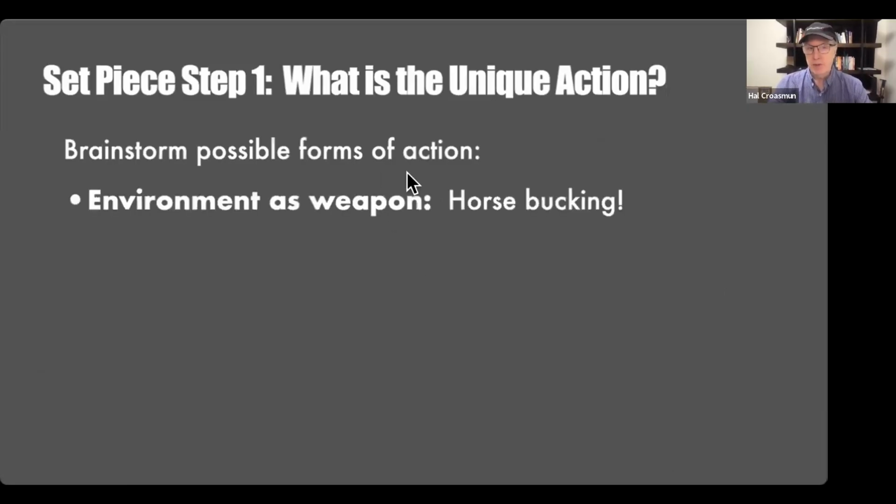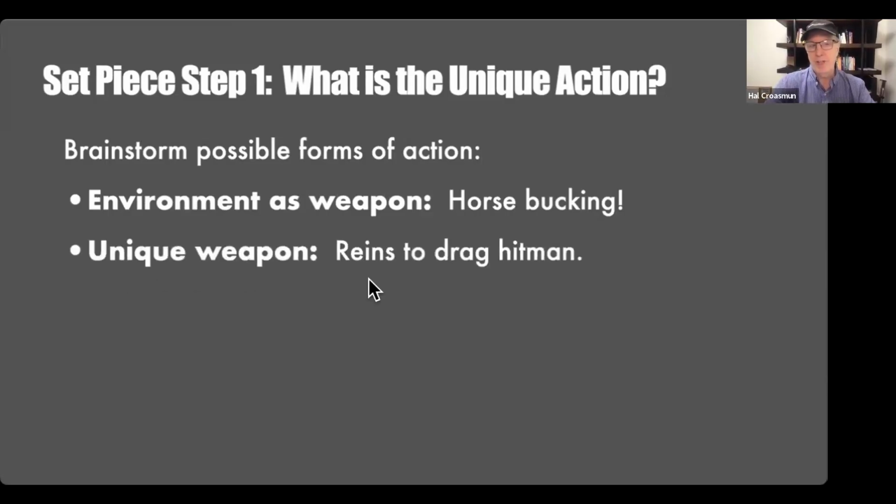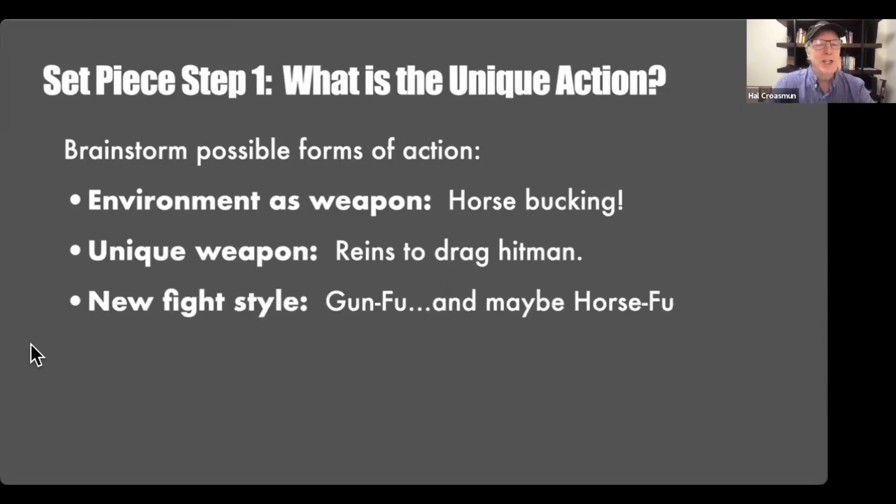Brainstorm possible forms of the action. The environment as a weapon for John Wick: using the horse to buck those two guys' heads. Wow, that was intense. And I don't know if you remember the first time you saw that. To me, it was shocking, it was surprising, and it was brilliant. A unique weapon. He then used the reins put around the hitman's neck and dragged him. That was at least somewhat unique.